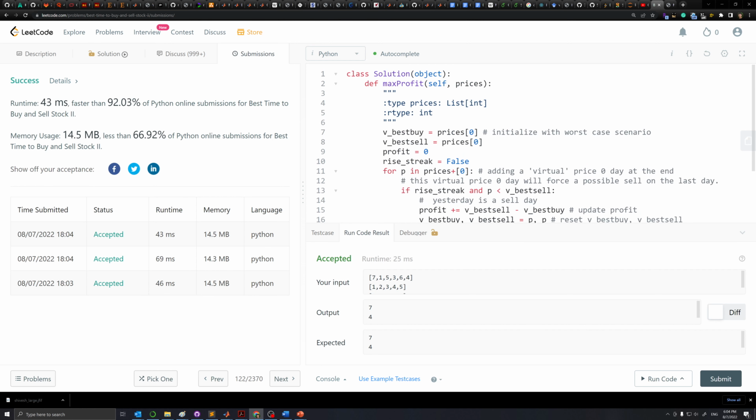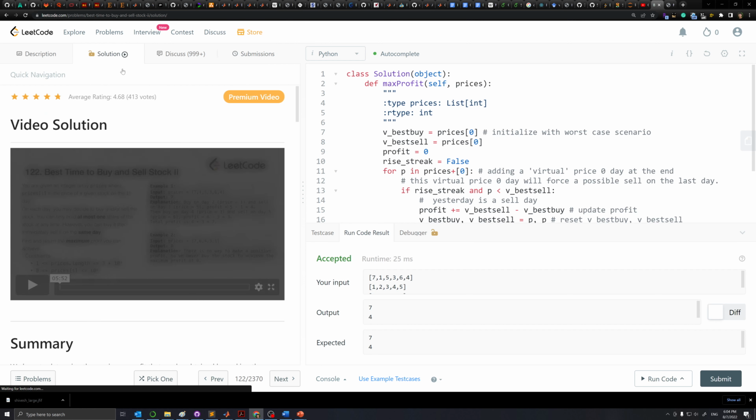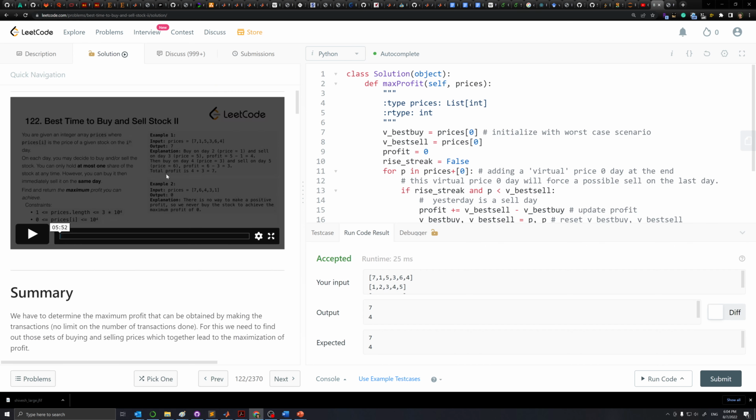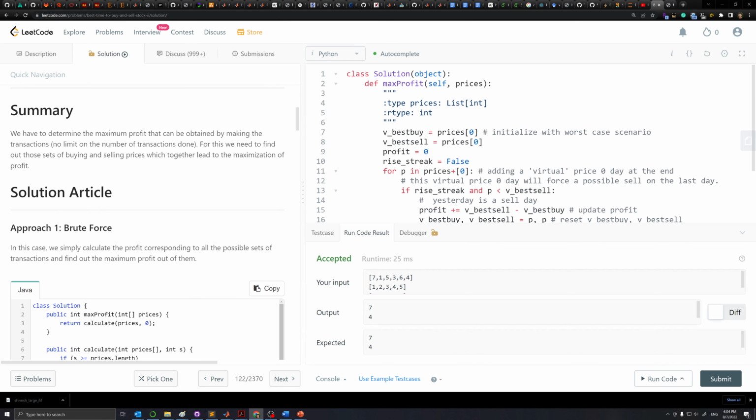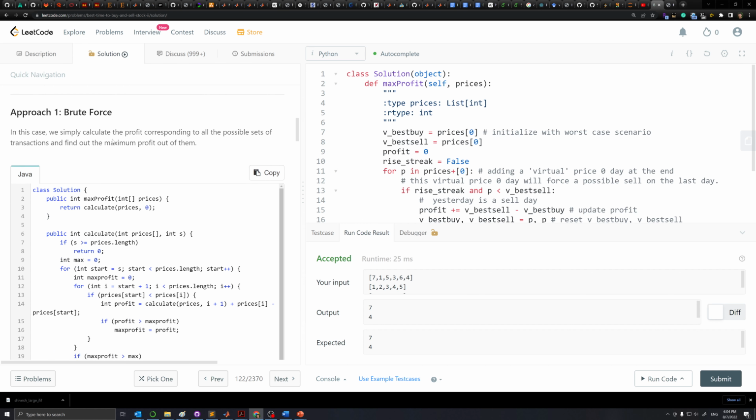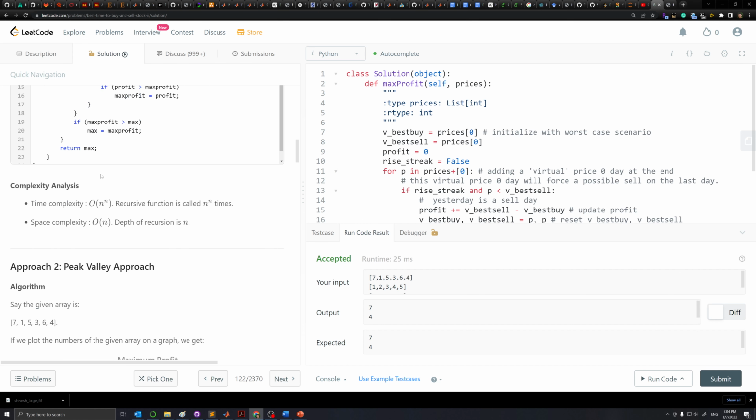All right, so this is a quick solution today. Again, before we wrap up, let's take a look at some of the solutions and see if there is something we can learn from them. All right, so this is it, and we have to determine the maximum profit that can be obtained by making the transactions. No limit on the number of transactions done. For this, we need to find out those sets of buying and selling prices which together lead to the maximum profit. Solution article: brute force, which we're gonna skip.